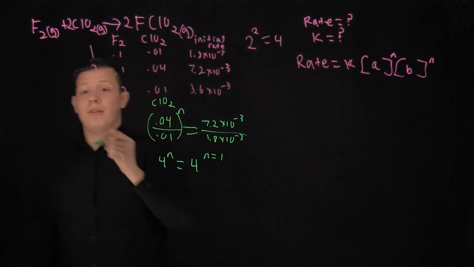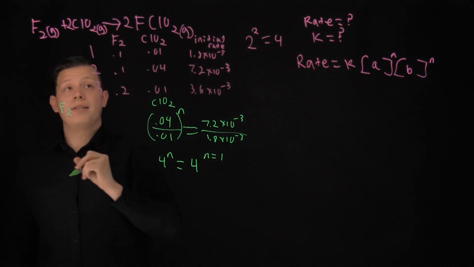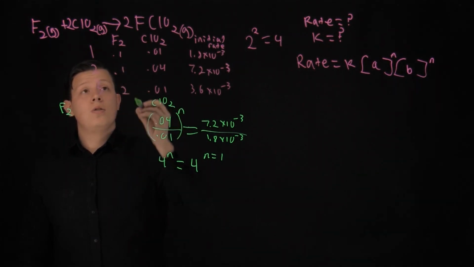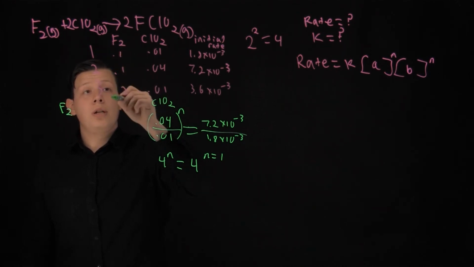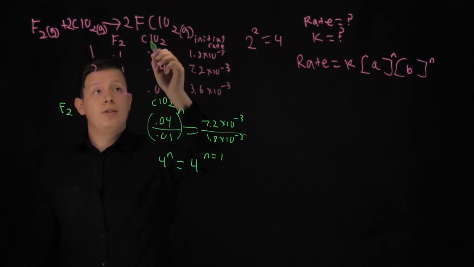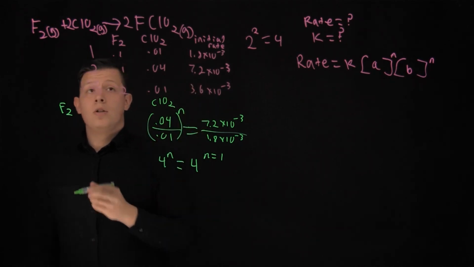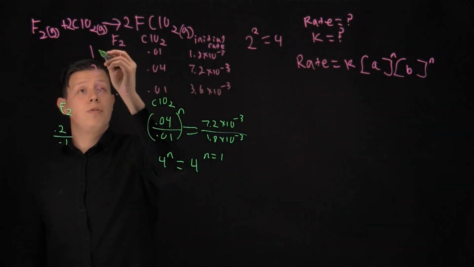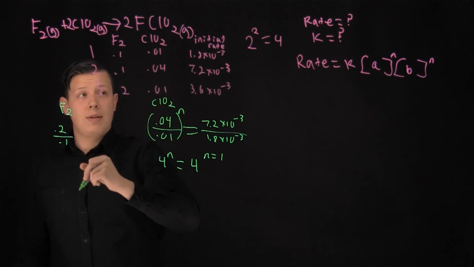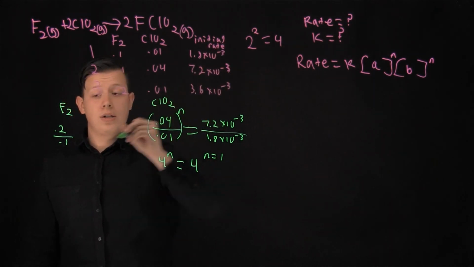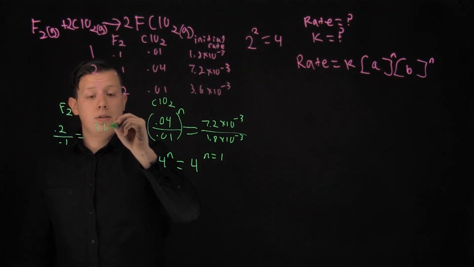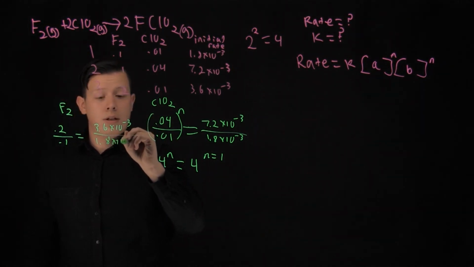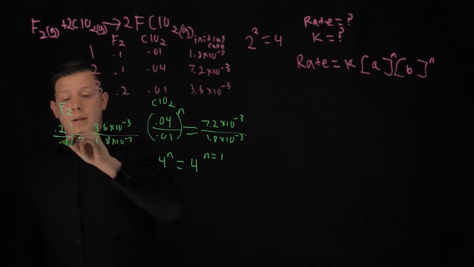Now, if we do the same thing for F2, once again, we're looking to isolate F2, and we're looking for it changing, whereas its counterpart isn't. So if you look at experiments 1 and 3, F2 is doubled, whereas ClO2 is actually kept the same. So if I do the same thing, 0.2 over 0.1, right? Second over the first. And then we're going to do the same thing for my rates of the reaction. So it'd be 3.6 times 10 to the negative third over 1.8 times 10 to the negative third. Right? Once again, my variable's here.